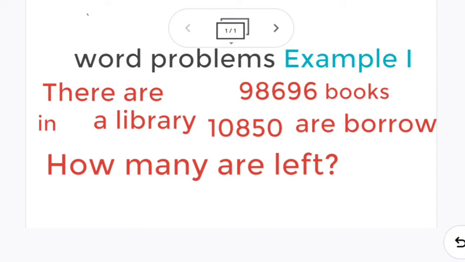Good morning children. Today we are going to see the subtraction word problems. The first one, example 1. Let's see now. It's from your book only I am giving.